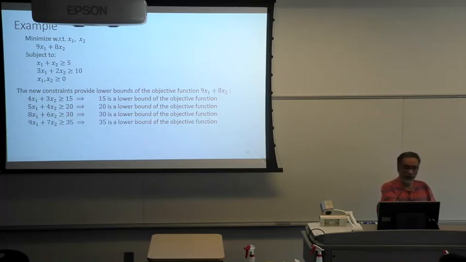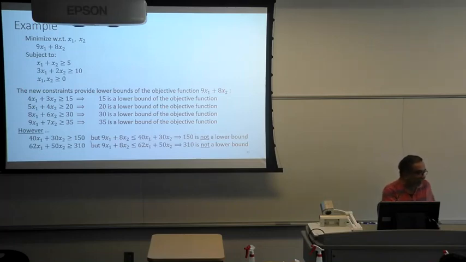Even better, right? But is this a lower bound? 150. I got 152 in the previous slide. It's not, because here I have 40x1 and 30x2. You see that it exceeds 9 and 8, these coefficients here. So these will not serve as lower bounds. We must look at the coefficients. These coefficients of x1 and x2 must be less than or equal to these coefficients here. Okay, so you get the idea.